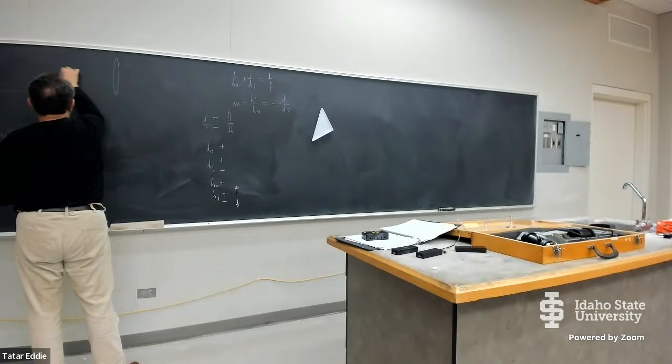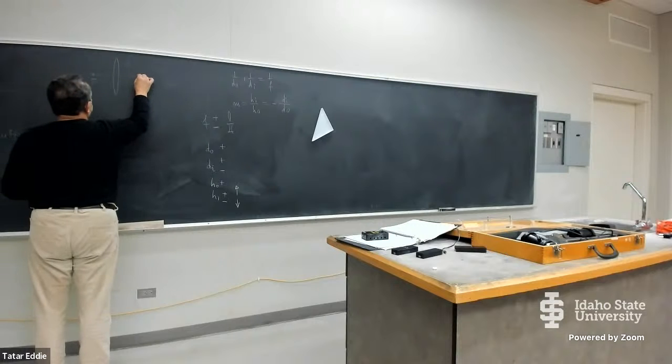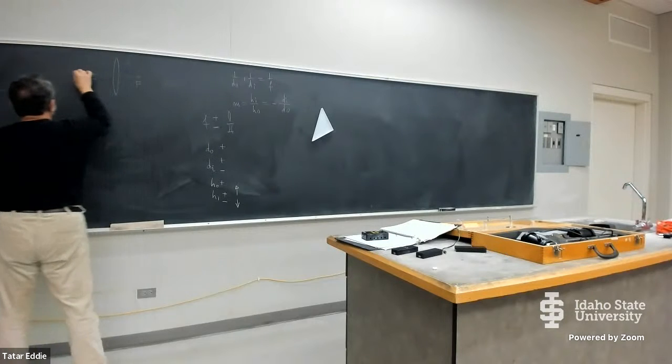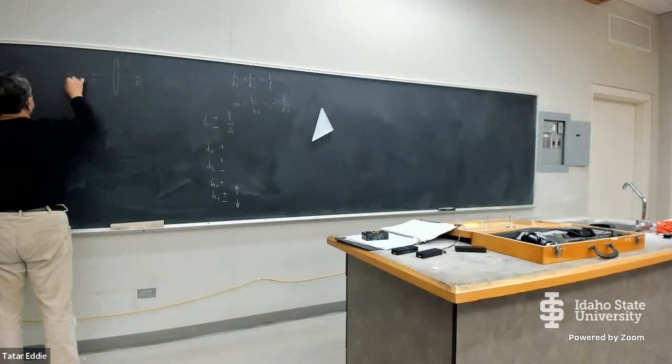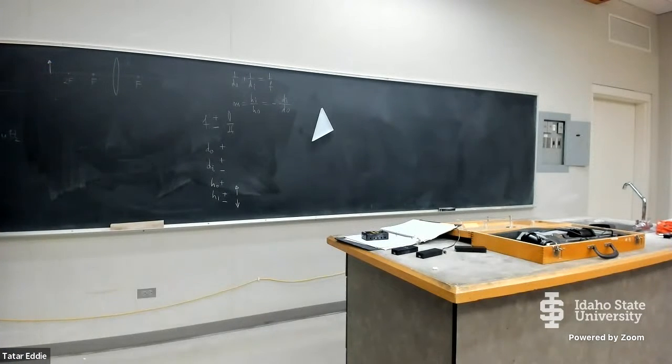So here is the principal axis. Let's say here is the focal point, and here is twice the focal point, twice the focal distance. If you place an object right here, let's construct the image.